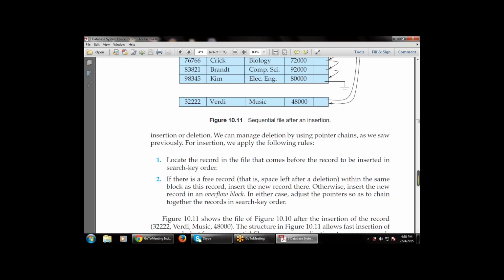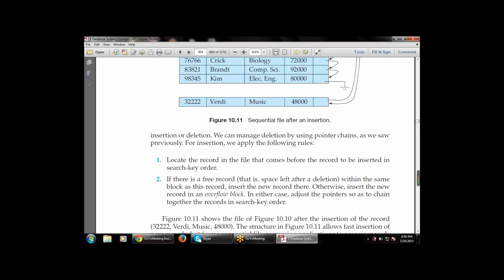First of all, locate the record in the file that comes before the record to be inserted in search key order. So first locate the row before which you want to insert the data. If there is a free record, that is, space left after a deletion, in the same block as this record, insert the new record there.